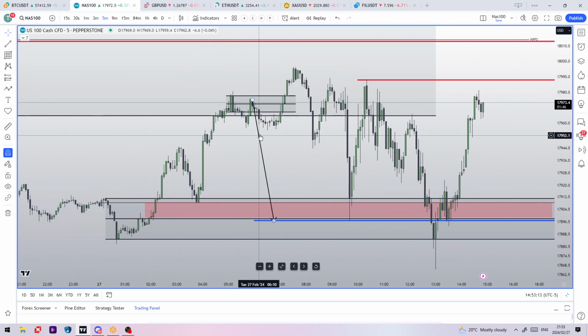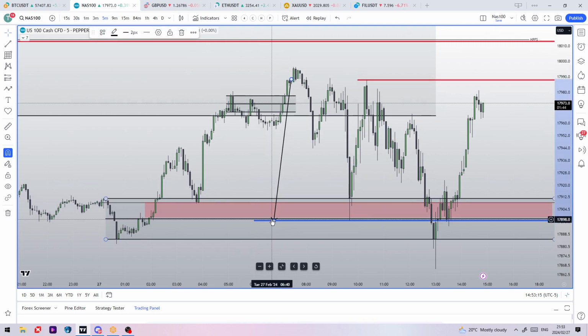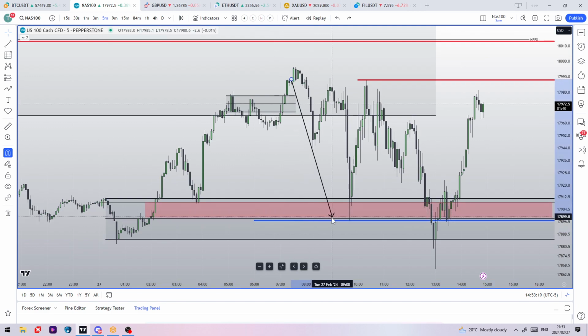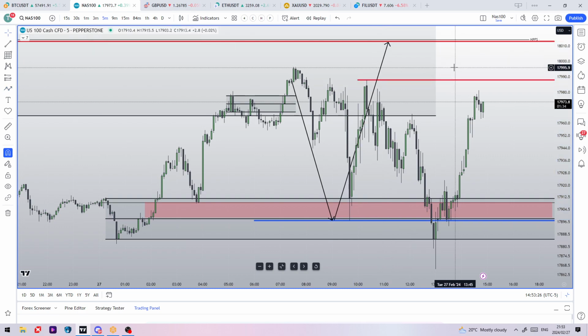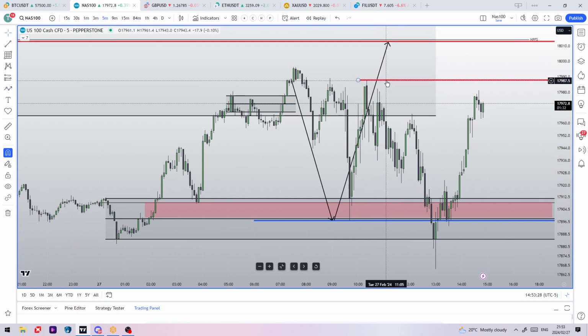I changed it from there to this afterwards. Right? I changed it to there. And I think the next move up I had was towards yesterday's daily high. So that's what I posted in the Discord, right?